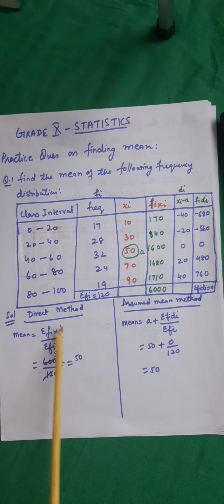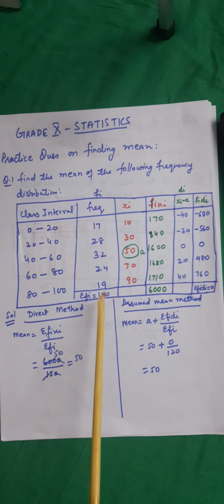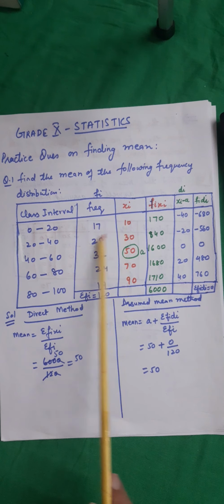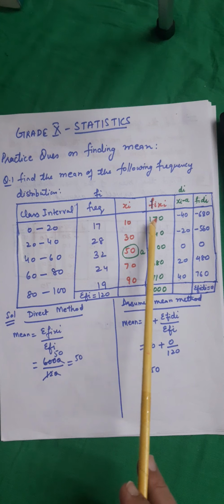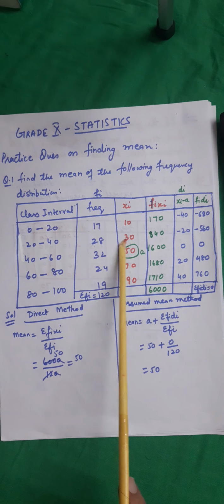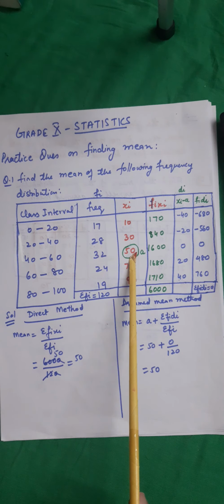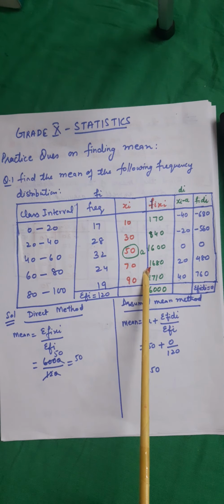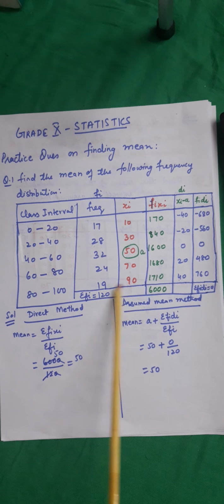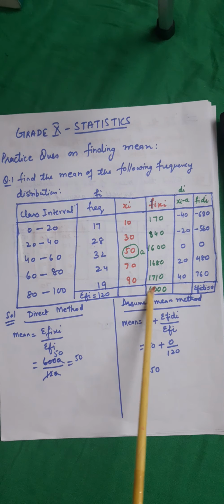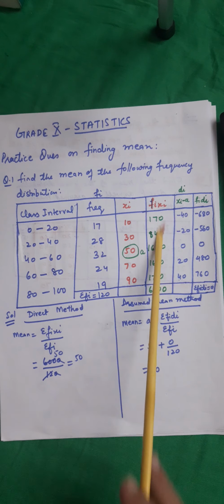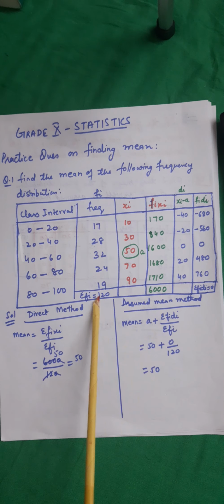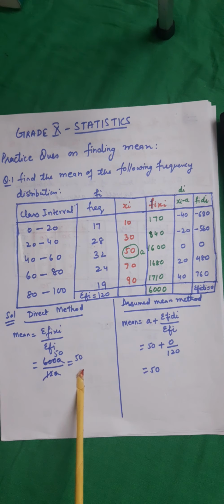Now, mean will be sigma fi xi upon sigma fi. So, we are going to calculate fi xi now. That means these two columns will be multiplied. 17 into 10, 170. 28 into 30 is 840. 32 into 50 is 1600. 24 into 70 is 1680, and 19 into 90 is equal to 1710, and total is 6000. So mean will be equal to 6000 divided by 120, which gives me 50.